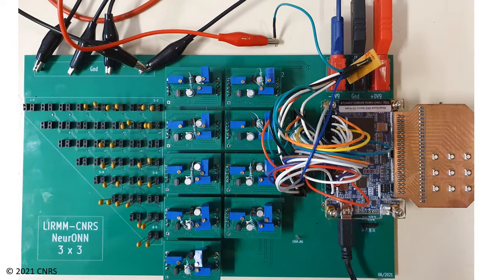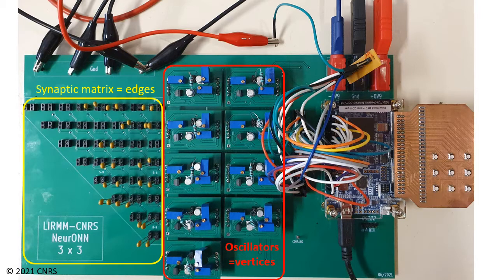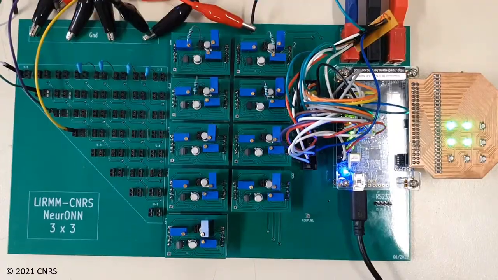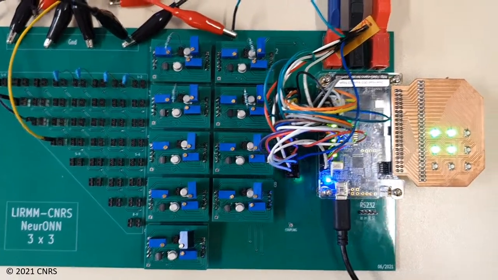We have 9 off-the-shelf relaxation oscillators that implement vertices of a graph. Then we define edges using coupling capacitors and an FPGA to initialize and read the final phases. Finally, the FPGA commands LEDs to visualize in real time the max cut solutions. Now, let's take a closer look at the experimental setup.